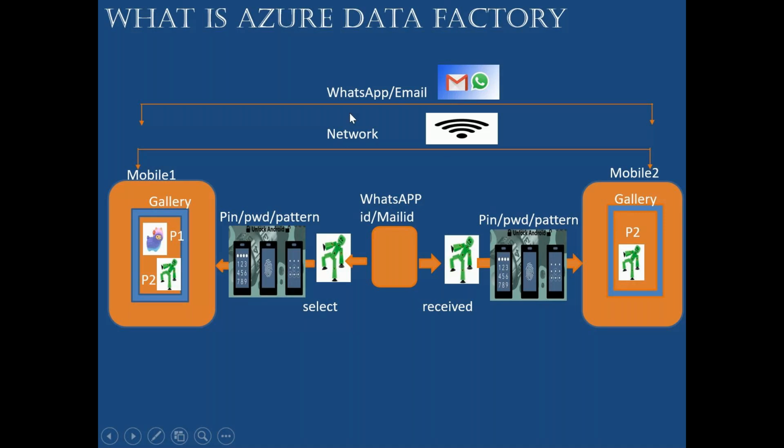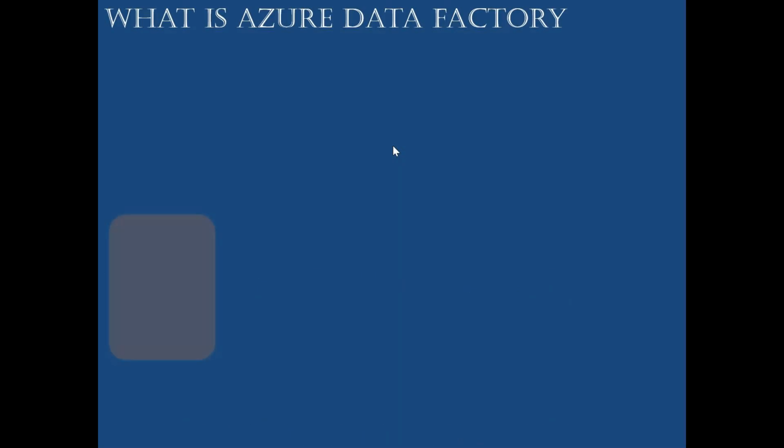Because even if you send it using a WhatsApp ID or mail ID, without the network, that photo will not be delivered, because here the network is helping us to do it. I have given a similar example.